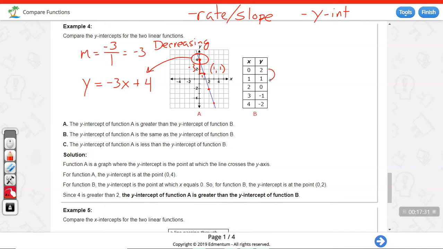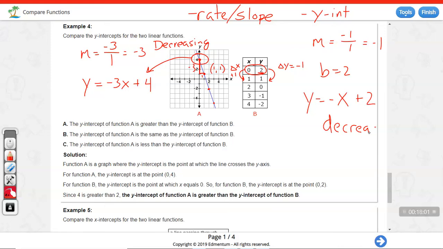Let's take a look at my table. Picking any 2 points, my change in y here is going to be going down 1 from 2 to 1, and my change in x is going to be going up 1. That gives me a slope of down 1 over 1, or in other words, -1. And my y-intercept is where x is 0, so that's right here. It's going to be a value of 2. So my equation would be -1x, or just -x, plus 2. I notice this is also decreasing, so both slopes are decreasing here.